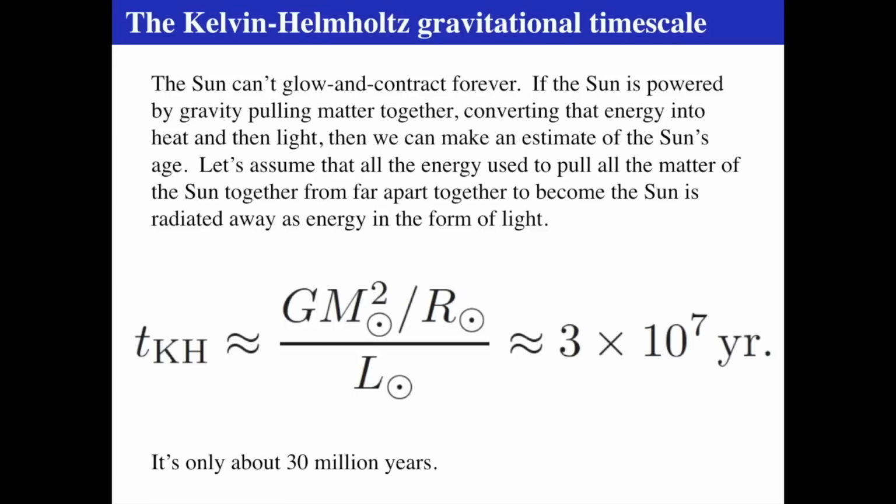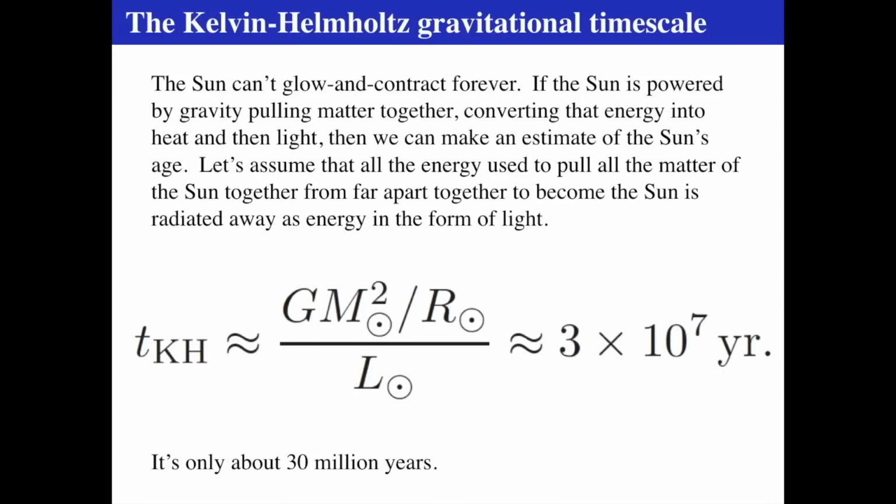gravitational potential energy. Now you take the current gravitational potential energy, which is the numerator of that equation, and divide it by the current luminosity of the sun, L_sun. And that's the energy emitted per second. So this ratio says that the sun could only live for about 30 million years, which is really nothing. Very, very short time scale.